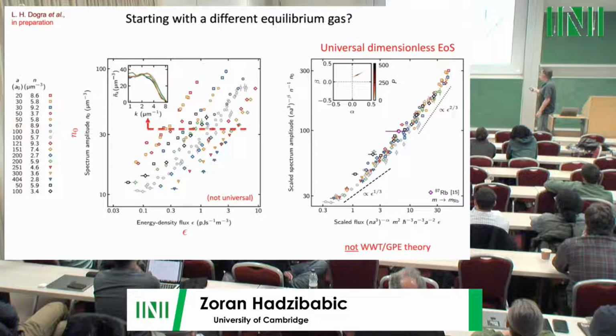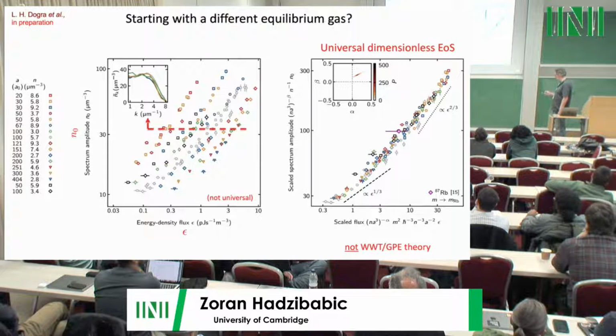This is not only not weak wave turbulence theory, but it cannot be reproduced by any Gross-Pitaevskii-based model. No Gross-Pitaevskii-based model can explain this in terms of the scaling with the density and the interaction strength. And we're sure it's right, because it works for all these parameters.